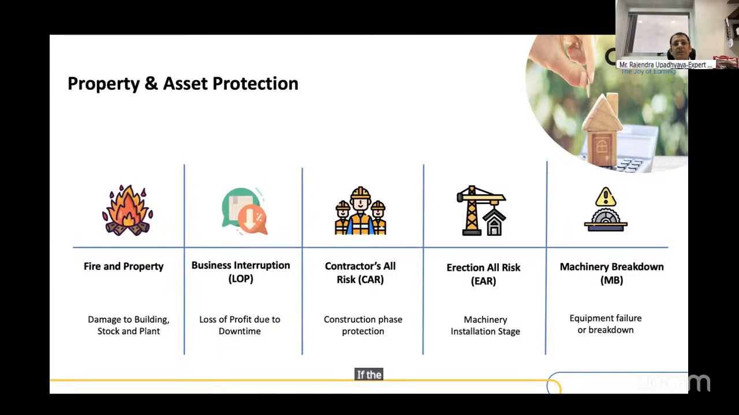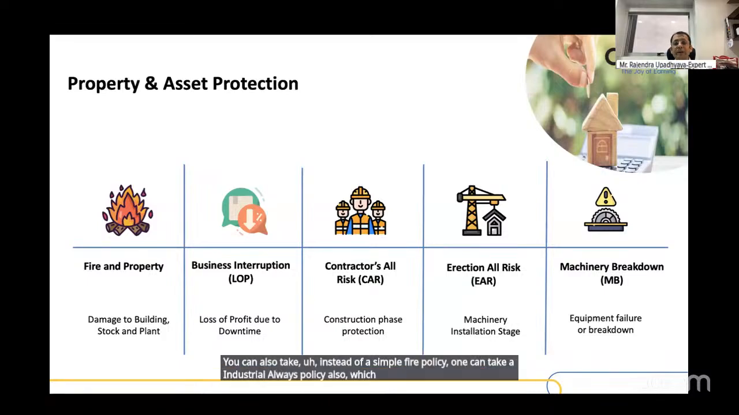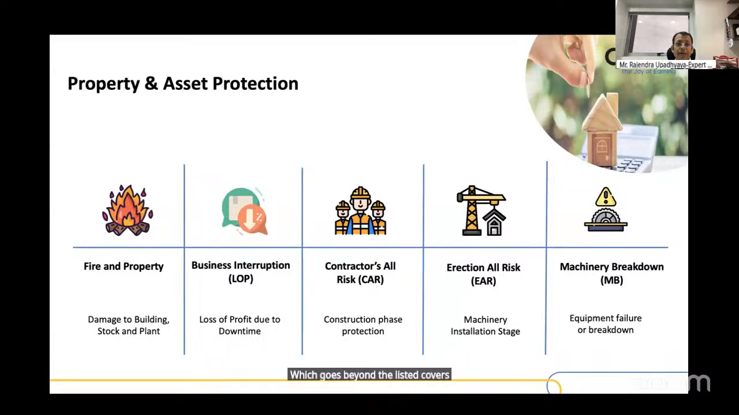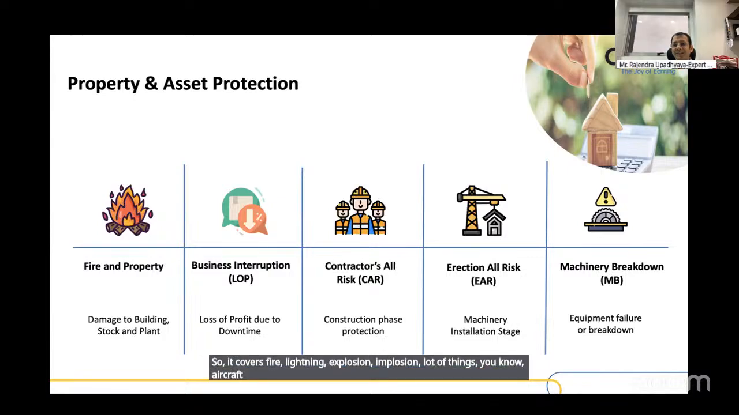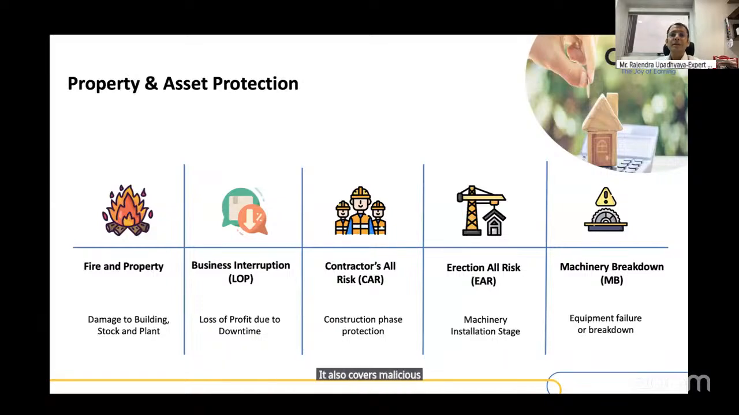If the size of the business is very big, instead of a simple fire policy, one can take an industrial all risk policy also, which is a much wider policy, which goes beyond the listed covers. So fire is a named risk policy, a named peril policy. It covers fire, lightning, explosion, implosion, a lot of things, aircraft. So fire does not really mean only fire. It's a very wide cover. It also covers malicious damage. It also covers riot, strike. It's quite a wide thing.